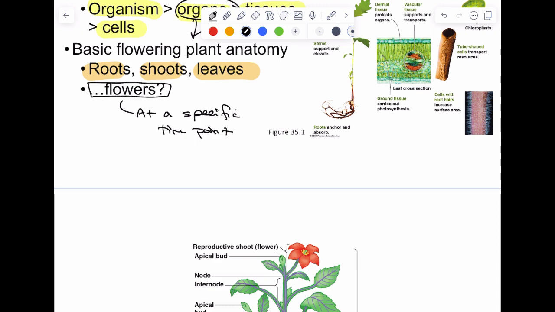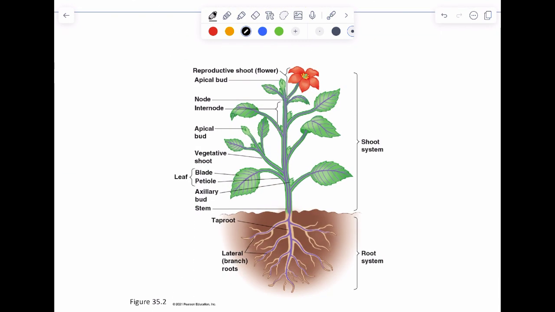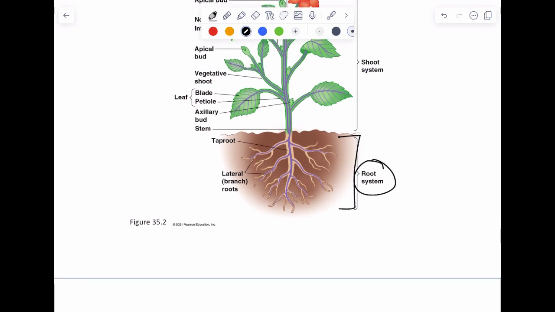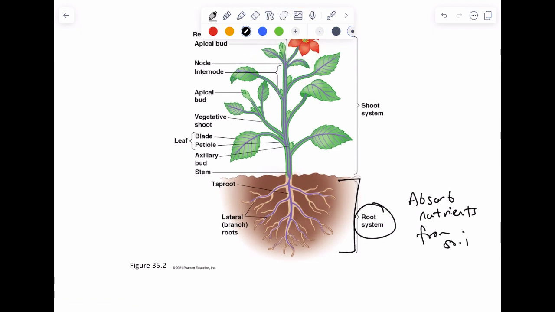So if I look at just the generic plant that no plant looks like. There is no plant that looks like this, but we're going to pretend like it does. Roots we associate as being structures underground. That is not necessarily true, but we're going to run with it for right now. These are going to absorb nutrients from soil. I can buy that. The shoots: stems and branches.